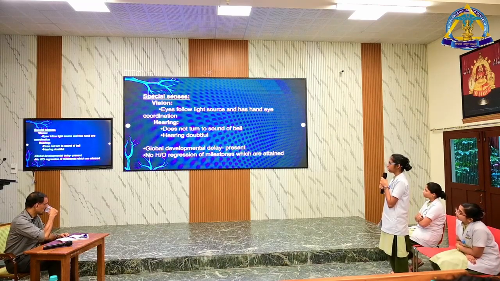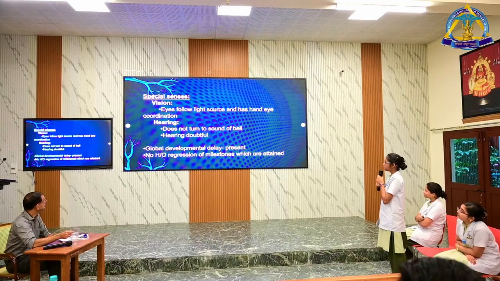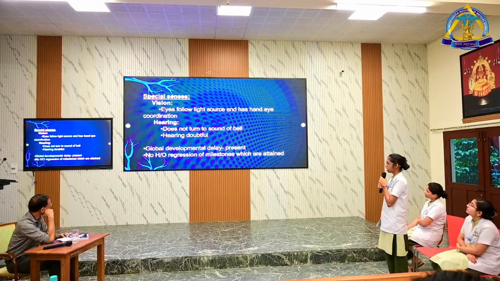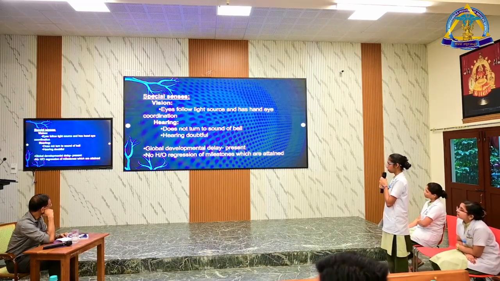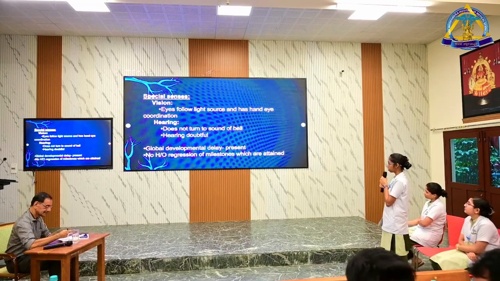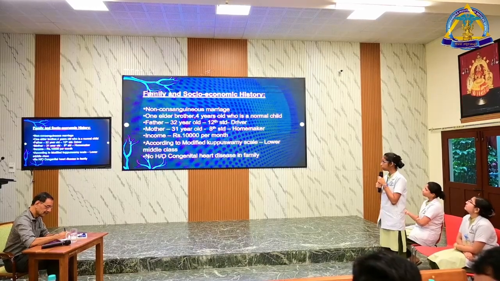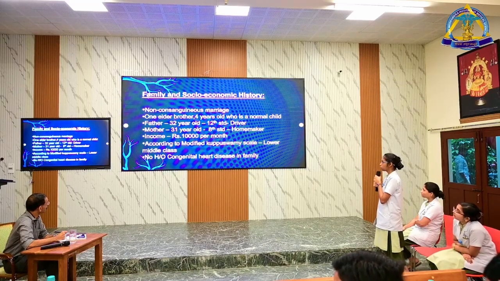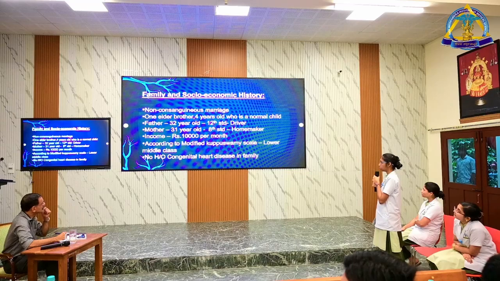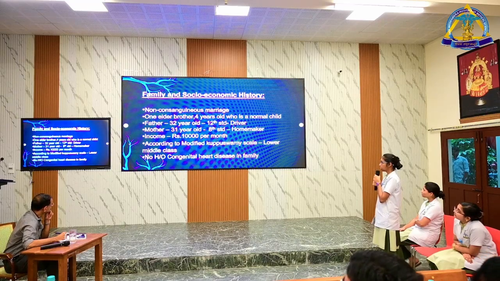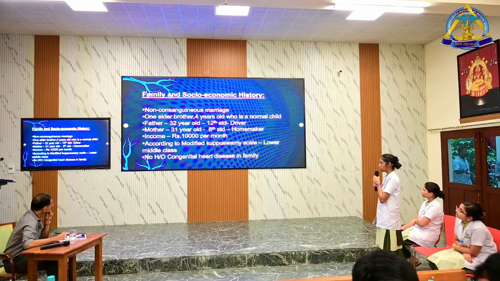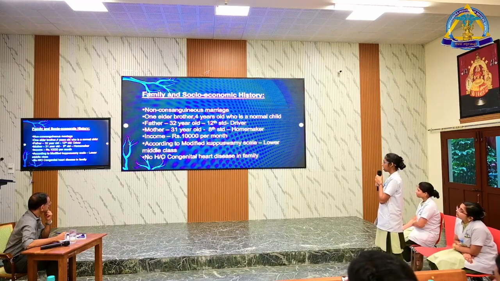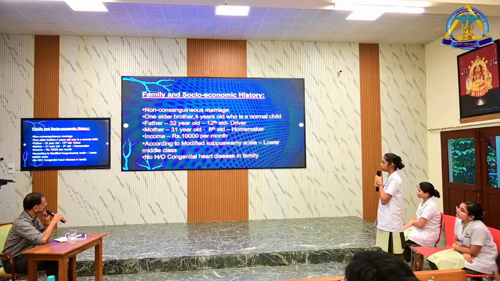Special senses, vision. Eyes follow light source and has hand-eye coordination. Hearing, the baby does not turn to sound of bell. Hearing is doubtful. Global developmental delay is present. No history of regression of milestones. Family and socioeconomic history. Non-consanguineous marriage. 1 younger brother, 4 years old, who is a normal child. Father is 32 years old. He studied till 12th standard and he is a driver by occupation. Mother is 31 years old, studied till 8th standard and she is a homemaker.